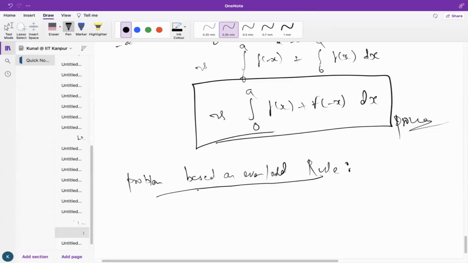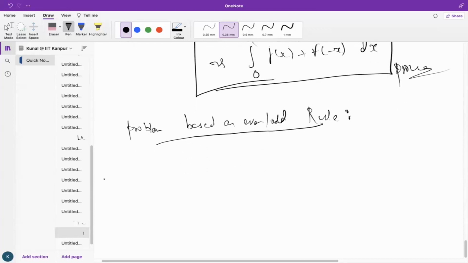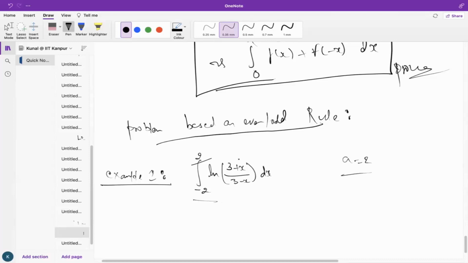Our first problem is example one. We have to integrate from -2 to 2 of log of (3 plus x) divided by (3 minus x) dx. Right, we have to integrate like that. If you look here, the limit varies from -a to a. If we take a as 2, it varies from -a to a.